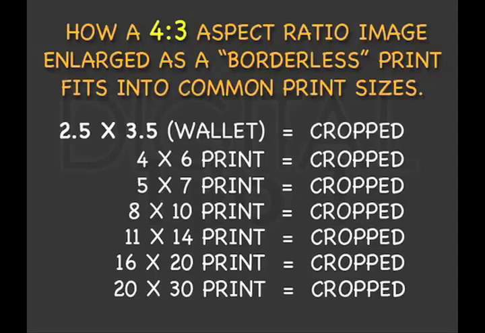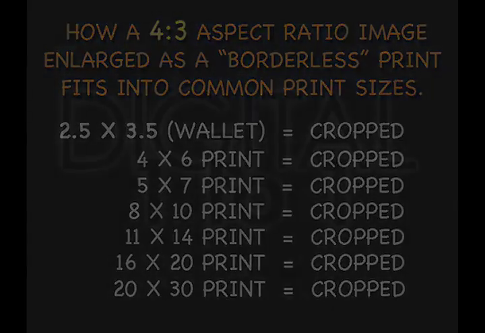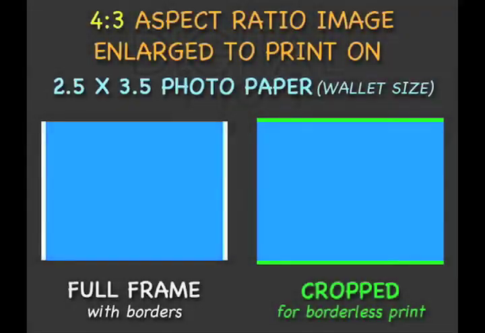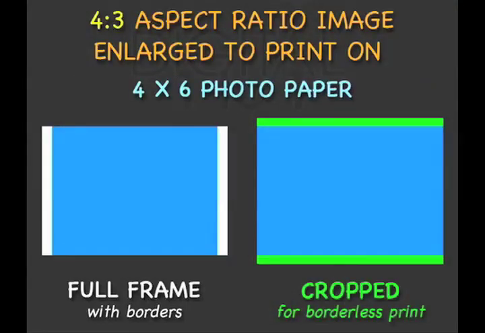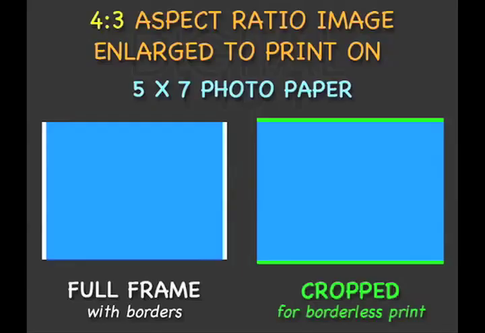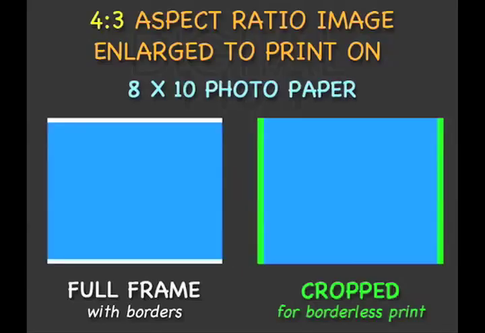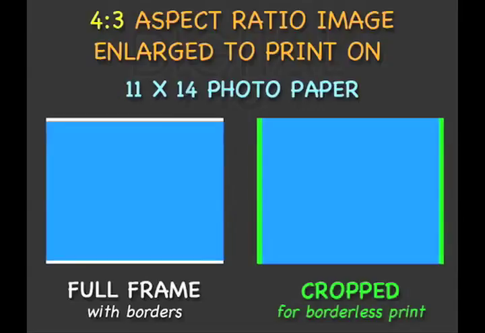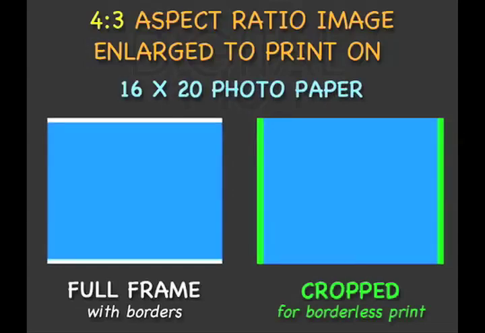The following examples show us how a 4:3 aspect ratio image will enlarge onto our common print sizes. The left box shows us how our borders will appear as a full frame print. And the green portions of the right box show us where our image will crop when we make a borderless print. Remember, at any point in this video, you can stop and pause the video so you can take a longer look at the print size you might want to make.